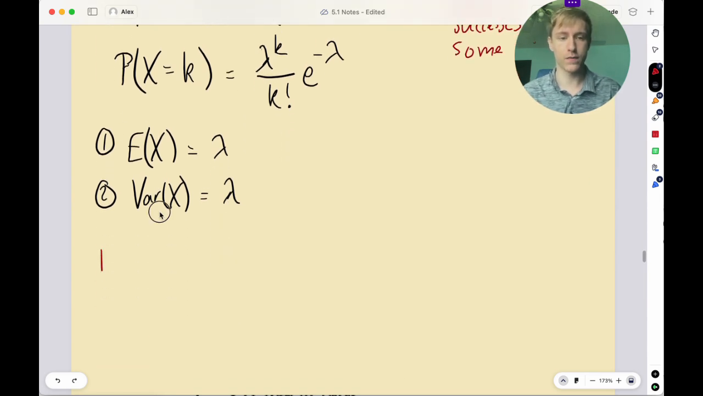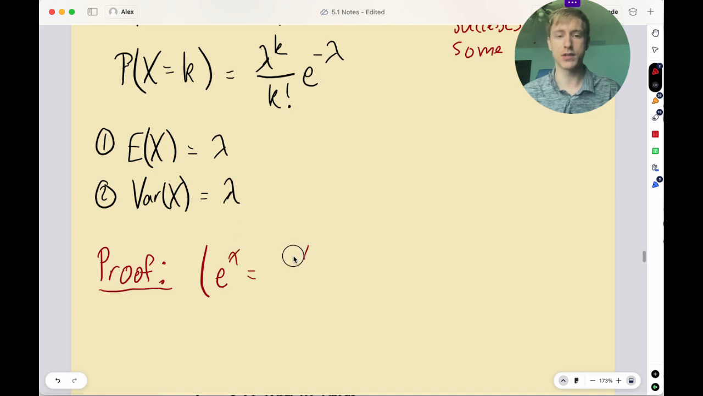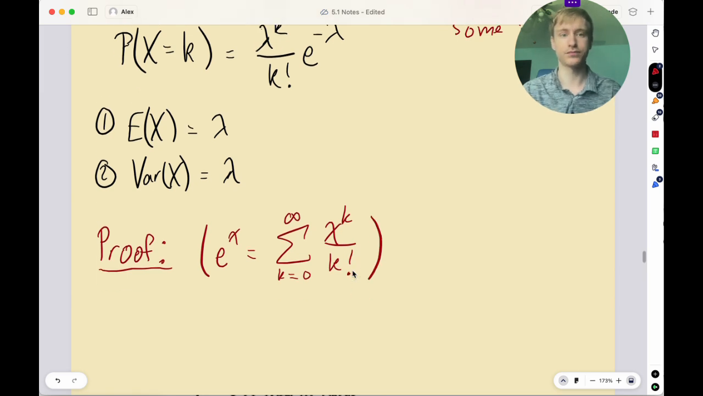Okay, so proof. One important aspect of this proof is going to be to recall that the exponential function, e to the x, is just the infinite sum from k equals 0 to infinity of x to the k over k factorial. Okay, so that's going to be pretty important.